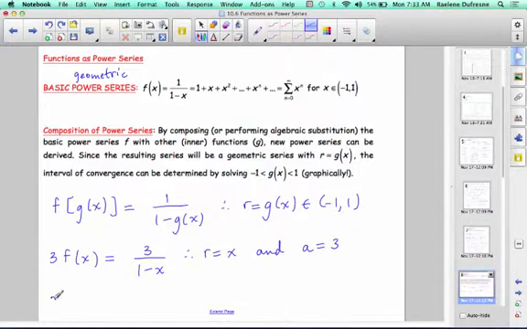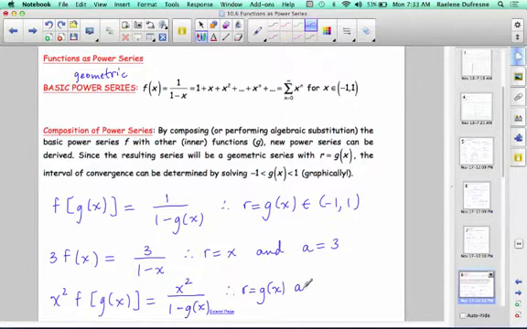Or we could do a combination, x squared f of g of x, which would not just change r and not just change a, it would change both. So we would get x squared over 1 minus g of x, and we can see that r is equal to g of x, and a is equal to x squared. So we can do different combinations of algebraic functions.